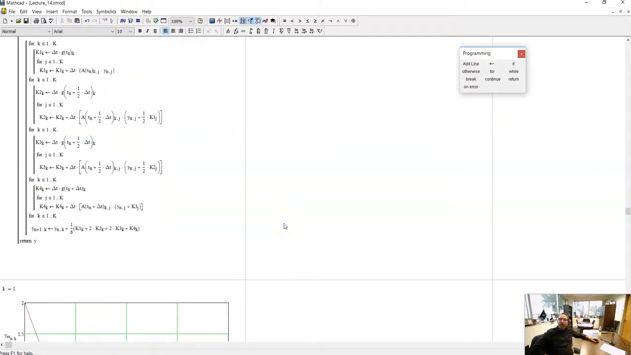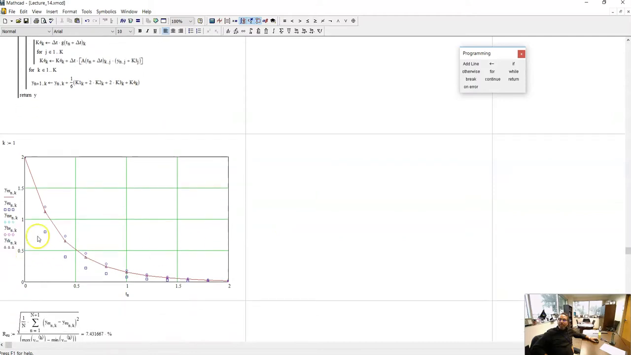Now I can visualize this. So I've already created a plot here over the time from 0 to the final time 2. The red one represents the exact solution. Okay, that's why I have a continuous line. While the symbols represent each of the numerical solutions. The blue squares represent the Euler solution. The green diamonds represent the modified Euler solution. The magenta circles represent the Heun's solution, while the triangles, I think these are purple triangles, represent the Runge-Kutta solution.